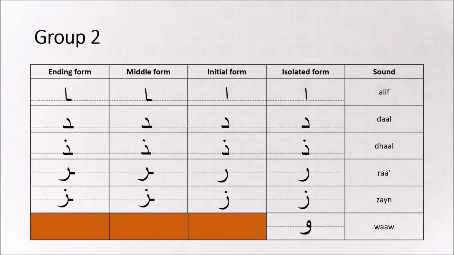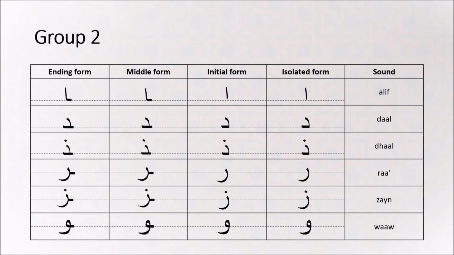And now our last letter, Wow. Wow in the initial form looks the same as Wow in the isolated form. Nothing to add. In the middle form, we start with a small helping line from the right and add Wow in its isolated form to it. And last but not least, we start with a small helping line from the right and add Wow in its isolated form to it. I think this is quite an easy group.